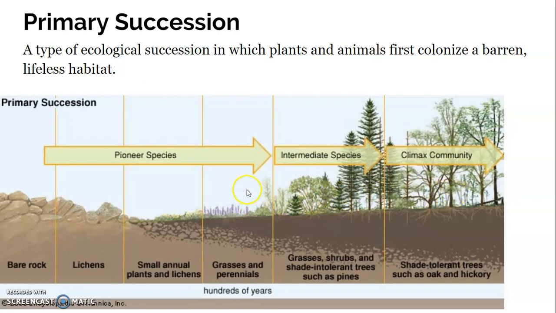The first species that take over an area and start to grow in are called pioneer species. And then in the middle, we have intermediate species, and the goal is to become a climax community, meaning that everything is mature, the trees are mature, and there's a lot of animals moving into the area.